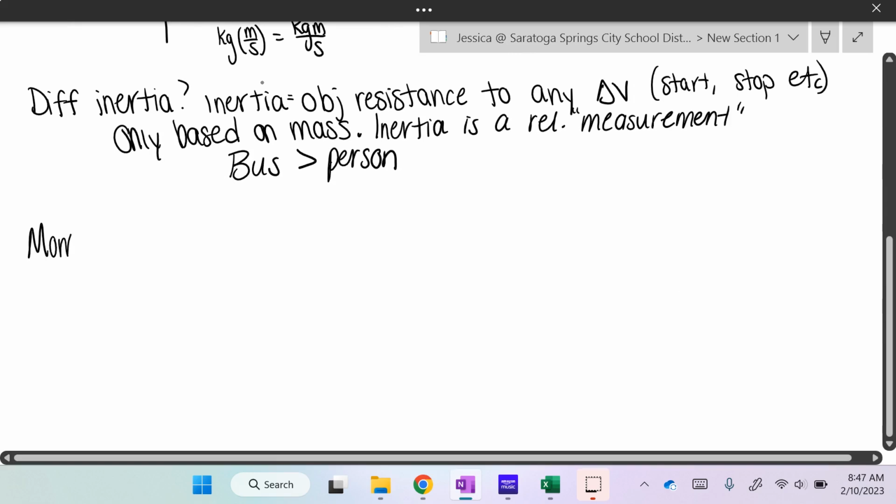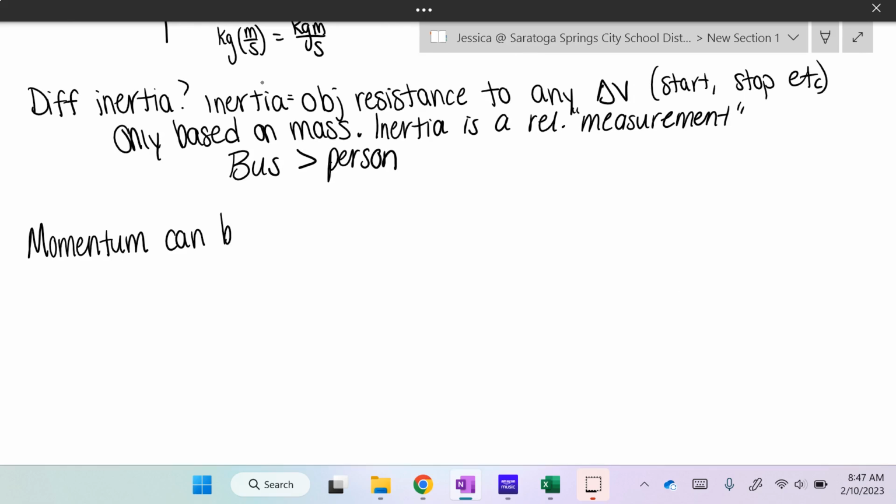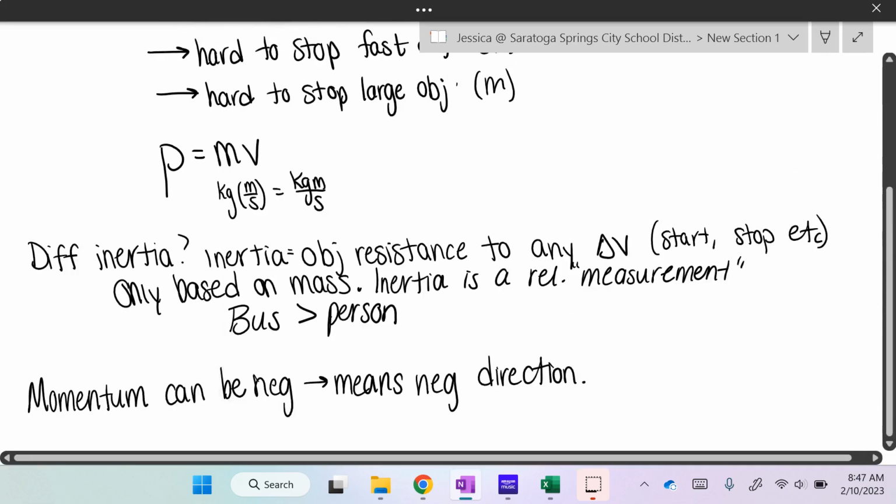Also keep in mind that because momentum is a vector, momentum can be negative. Negative just means negative direction, right? So our negative directions are usually left and down. So if an object is moving left or down, then we would say its momentum is negative. Okay? So that's how we calculate momentum.